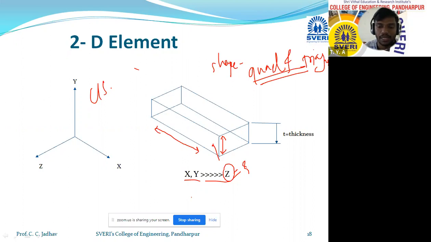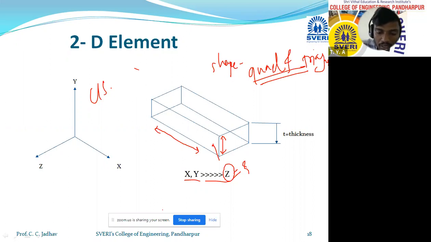Thin shell, plate, membrane, plane strain, plane stress, then axisymmetric solid. This type of element you can use as a two-dimensional element. What are the practical applications for this two-dimensional element? Sheet metal parts in car manufacturing, and plastic components like the instrumentation panel, the dashboard panel of the car. That panel we can make from this two-dimensional element.